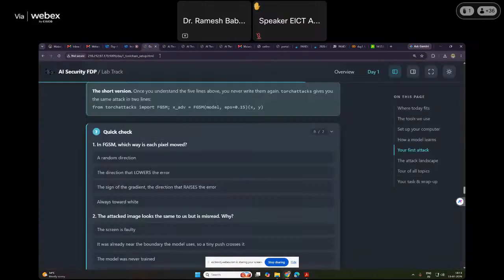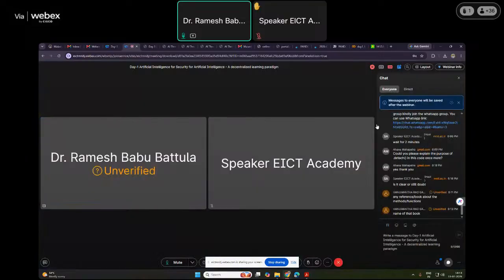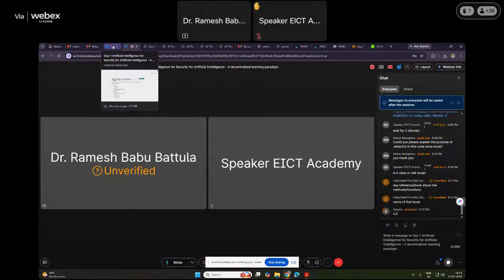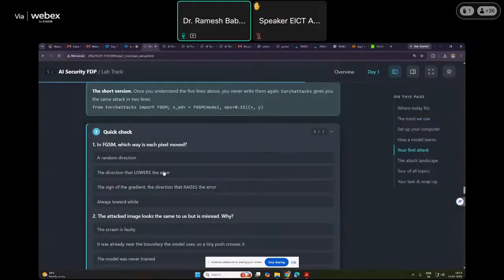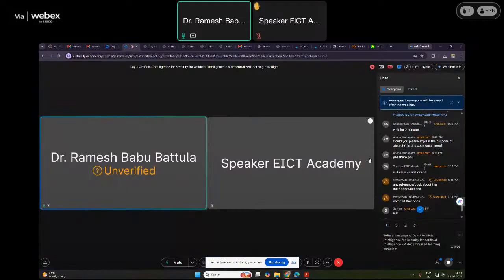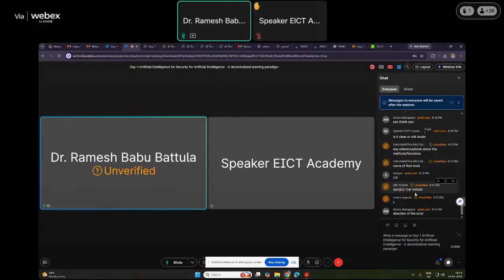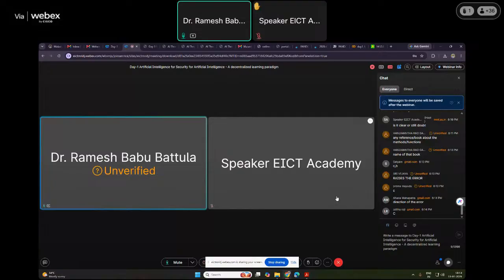Any answers? We are having this first question. Please write your answers in the chat. What are your opinions? Where will the pixels move? C and D. Okay, so you are saying the direction that lowers the error, and B, the sign of the gradient, the direction that raises the error. Okay, any other answer? C, raises the error. Okay, so the majority of you are saying answer C.